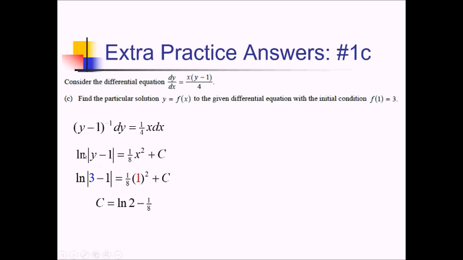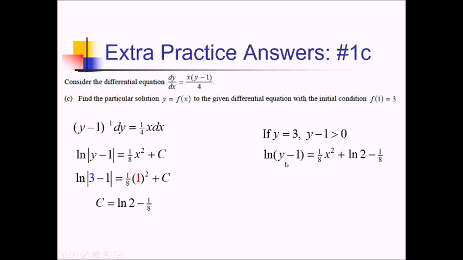Before we do that, though, let's take care of this absolute value because we can't have that in a particular solution. So taking a look at our initial condition, we see that y has a value of 3 for that initial condition. If that's the case, then the stuff inside this absolute value, namely y minus 1, is going to be positive, which means that I don't actually need the absolute value and I don't need to negate the stuff inside there to simulate absolute value. I can just rewrite this with a parentheses. So let me just rewrite this then as ln of parentheses y minus 1. And then that's going to equal 1/8 x squared plus my c value of ln of 2 minus 1/8.